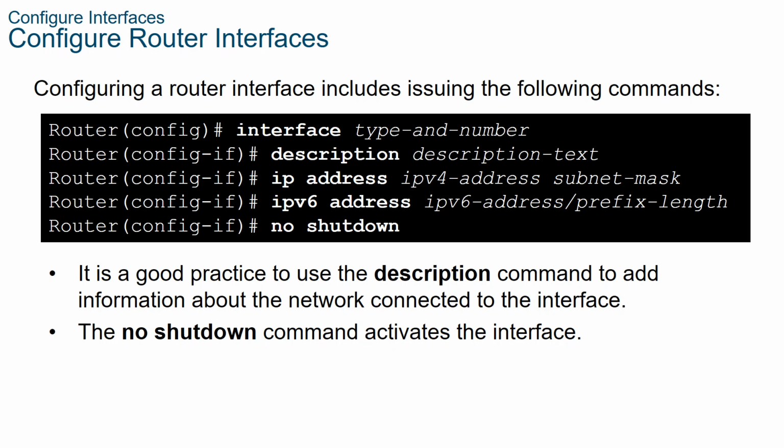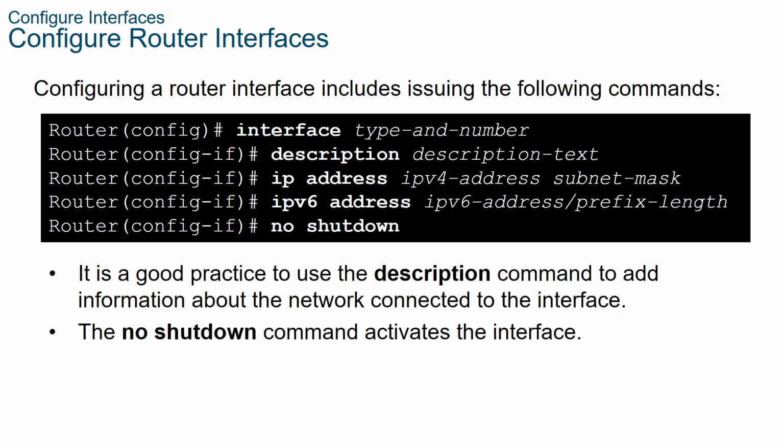The no shutdown command activates the interface. By default, router interfaces are turned off. To turn them on, you have to take them out of shutdown mode. So they're essentially shut down, and you have to take them out of shutdown, which means you say no shutdown. No is a standard command to undo something within the interface. So no shutdown means that it will take the shutdown off and bring it back up into working order. So no shutdown is a key command.